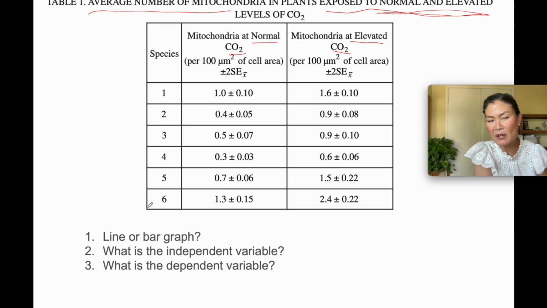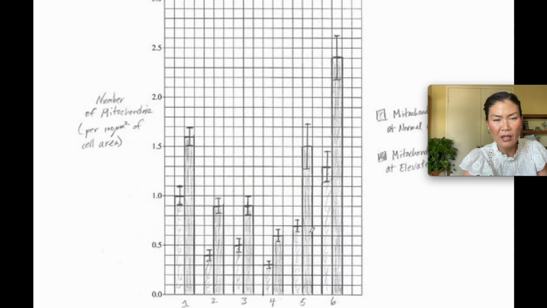So are we going to be doing a bar graph or line graph? Because these are individuals, you're comparing, it's going to be a bar graph. The independent variable is going to be normal CO2, elevated CO2 for species 1, 2, 3, 4, 5, 6. And then what we're measuring is the number of mitochondria. That's the dependent variable. Okay, so here is an example of what it's going to look like. I apologize, it's not the best quality picture here.